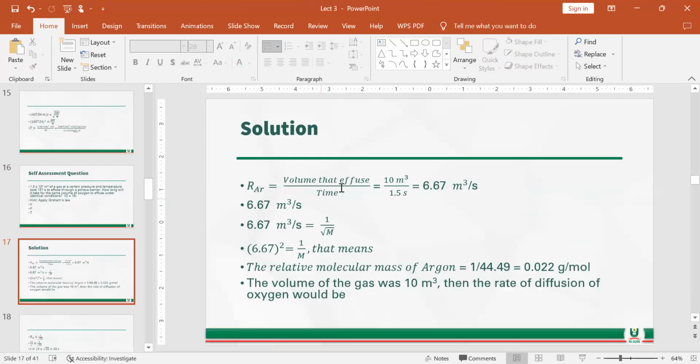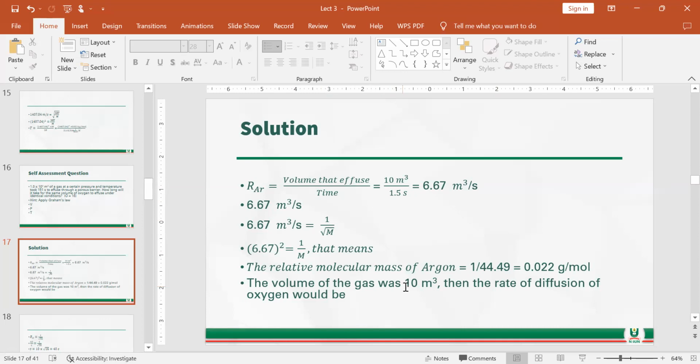So the rate of diffusion will be the volume of the gas that effuses over the time, and you have gotten the rate there. That gives you that the rate is inversely proportional to the molar mass. So the rate will be approximately equal to 1 over the molar mass. And that means the relative molecular mass of the compound will be given as 1 over the square of the rate, and that is what you have here.